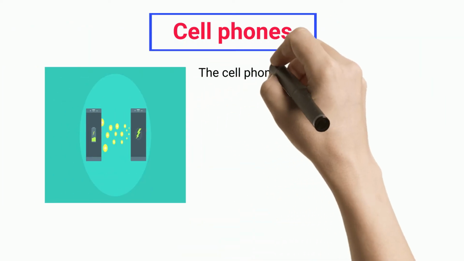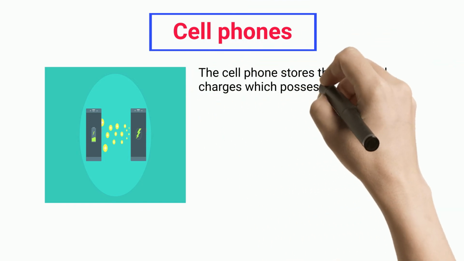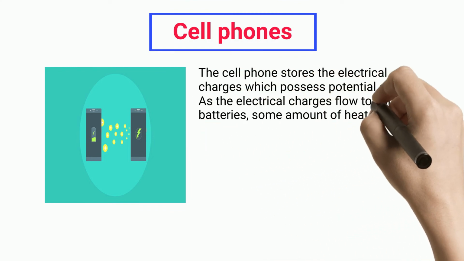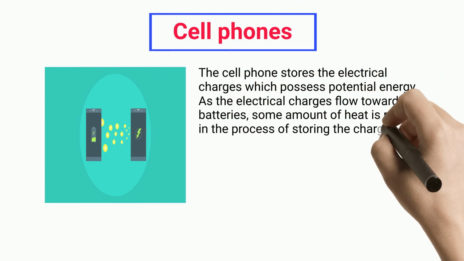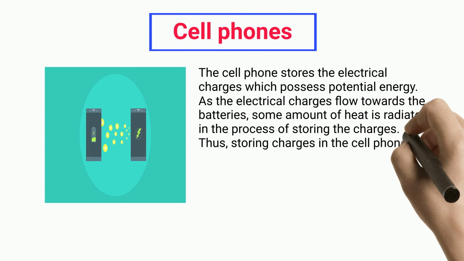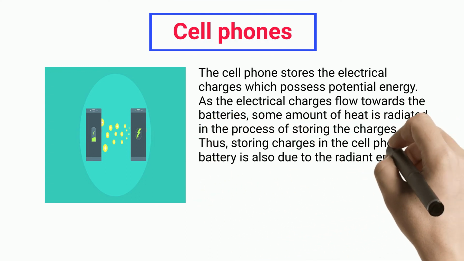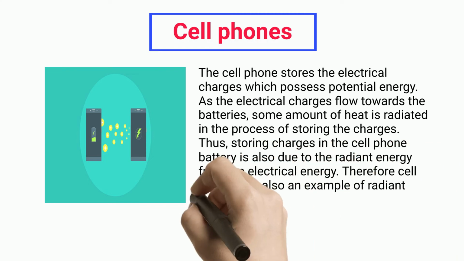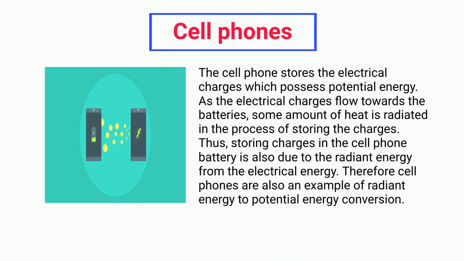Cell phones. The cell phone stores the electrical charges which possess potential energy. As the electrical charges flow towards the batteries, some amount of heat is radiated in the process of storing the charges. Thus, storing charges in the cell phone battery is also due to the radiant energy from the electrical energy. Therefore, cell phones are also an example of radiant energy to potential energy conversion.